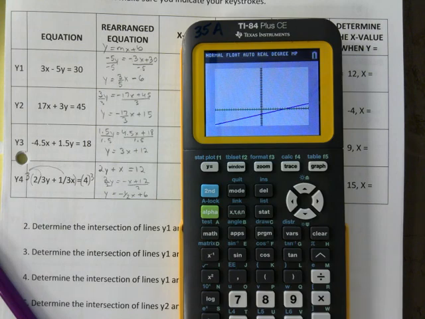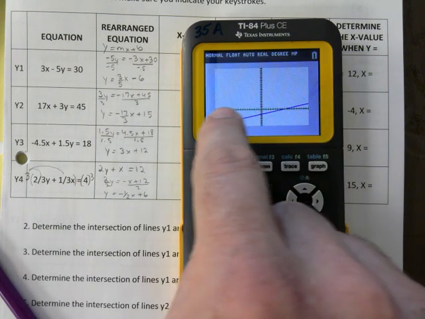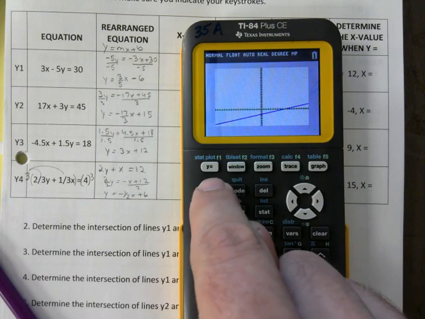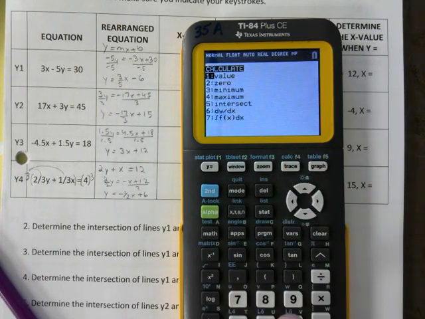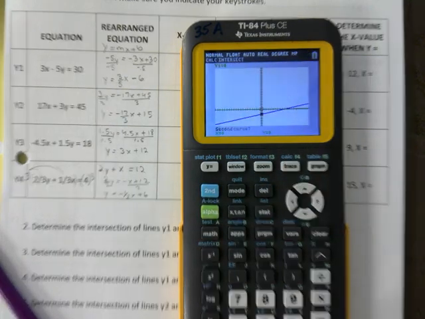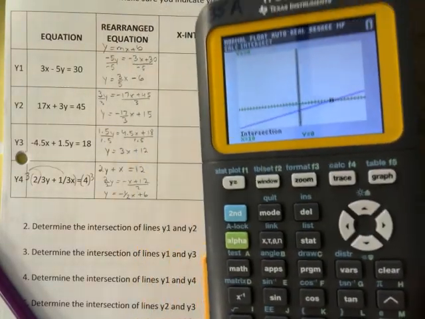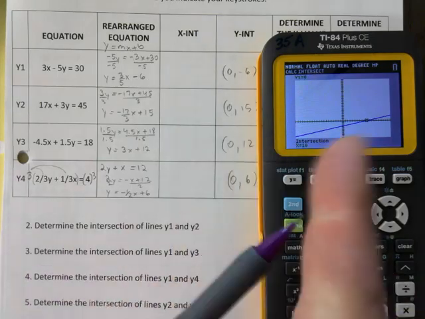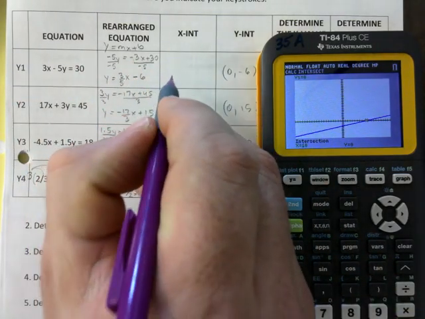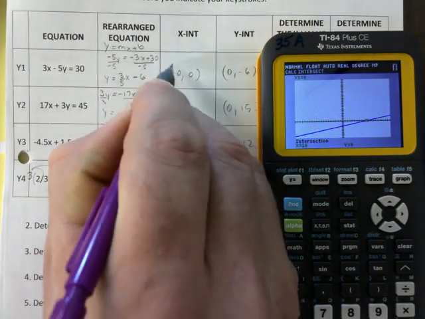See that green line? I don't know what it is for you. It might be a different one, but there is a line graphed along the x-axis. Let's find the x-intercept. Second trace 5. Enter, enter, enter. It's (10, 0). Okay, so we'll write that down. (10, 0).